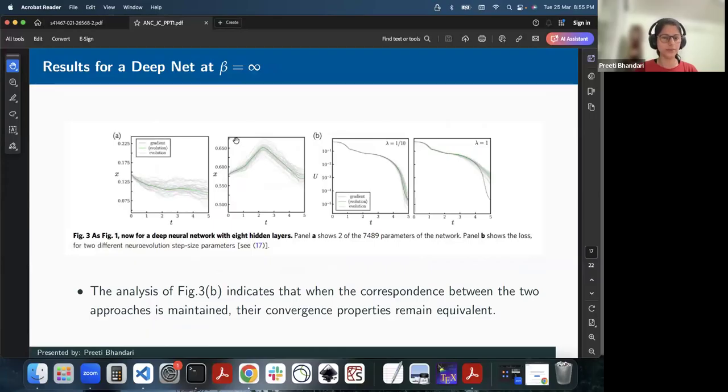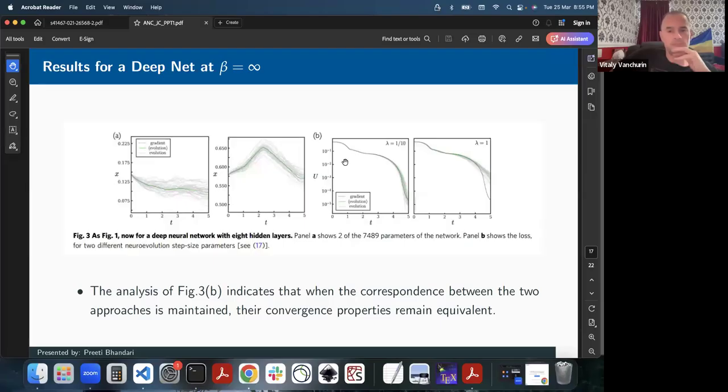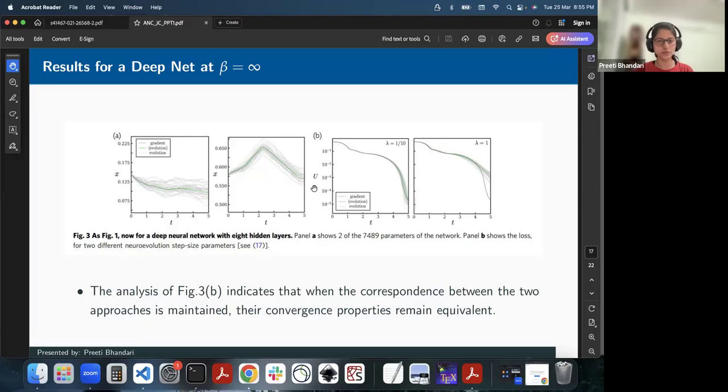Now this is for the deep network. You'll see similar results, that for a very small mutation step, the average evolution and gradient descent are approximately the same, which can be seen from this loss function data as well. But as you go to a higher mutation step, the equivalence breaks. And if this function is behaving similarly for the two methods, that means the convergence property also remains equivalent for the two cases.